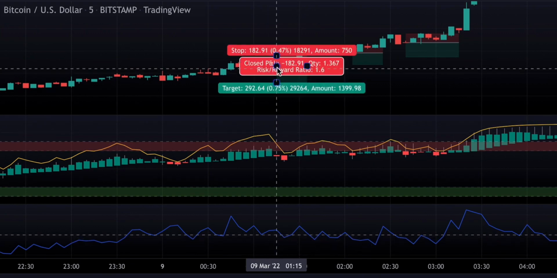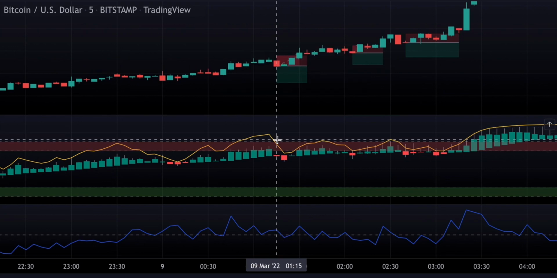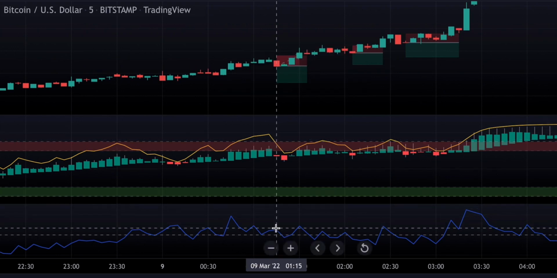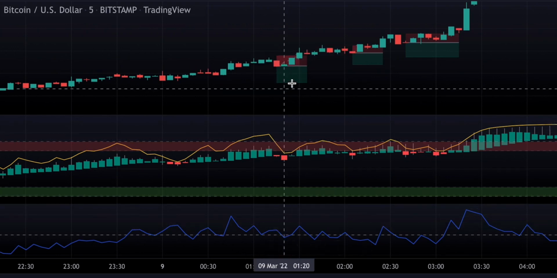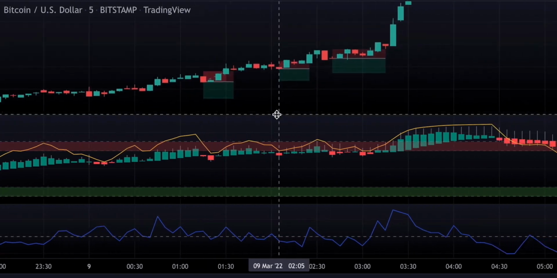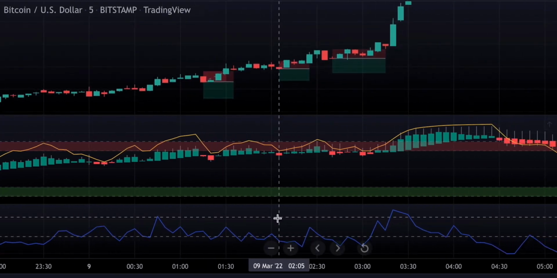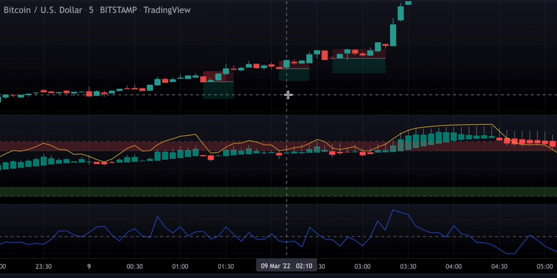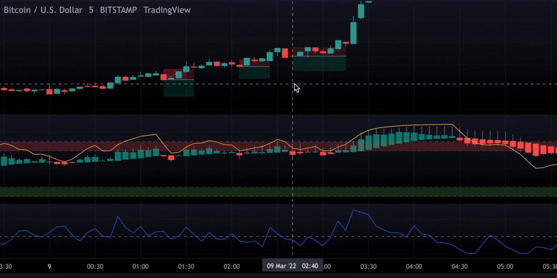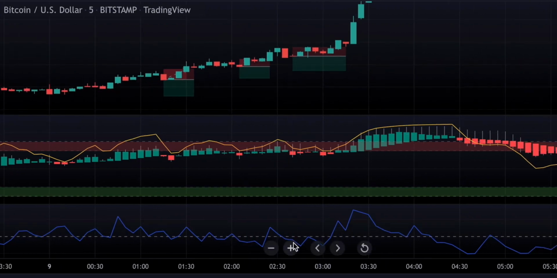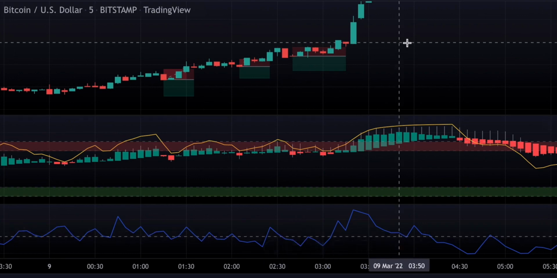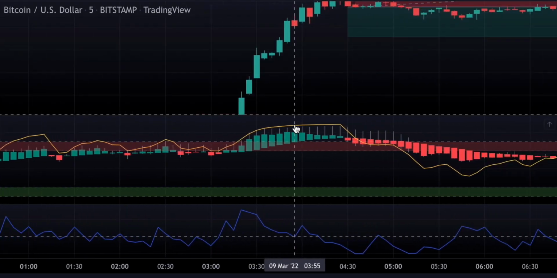So our first trade right here, we had a short signal. We had our line above 0, so we would have taken that trade. So that was one loss. The next trade right here, we see the line is below 0, so we avoided that loss. This trade as well. You see the line is below 0 as well. So that's 2 losses avoided.